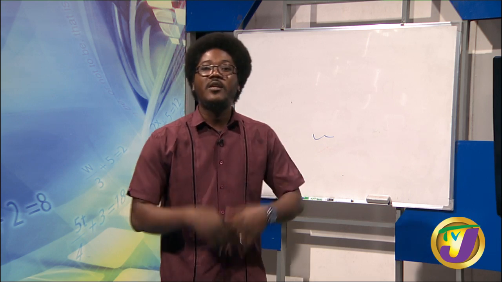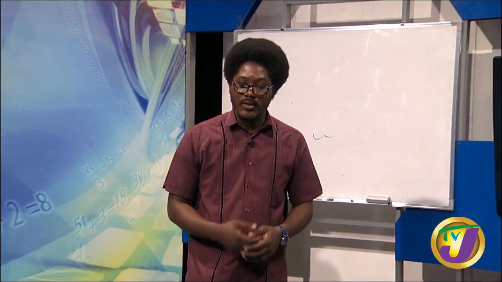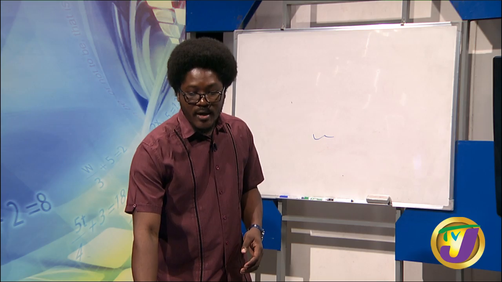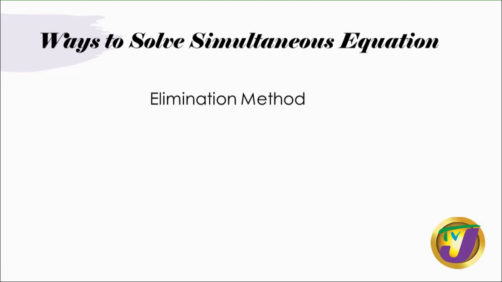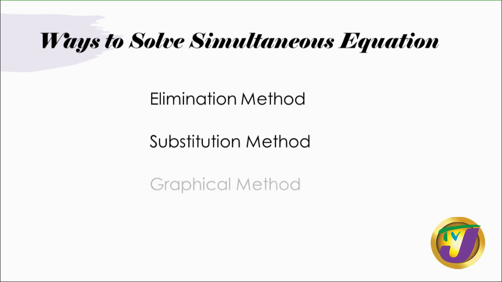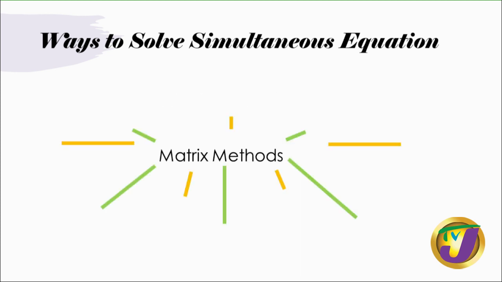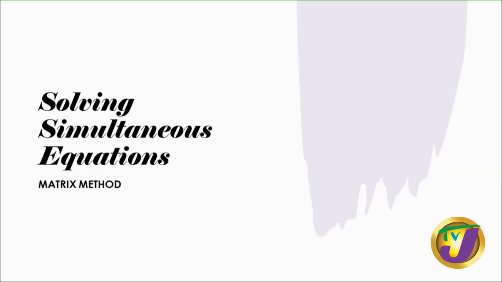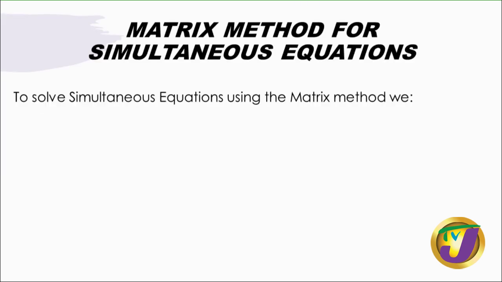Now, there are many ways in which we can solve simultaneous equations. We have the elimination method. We also have the substitution method. We have what we call the graphical method, and we have matrix methods that we can use to solve our simultaneous equations. But for today, we're going to be focusing on the matrix methods to solve simultaneous equations.